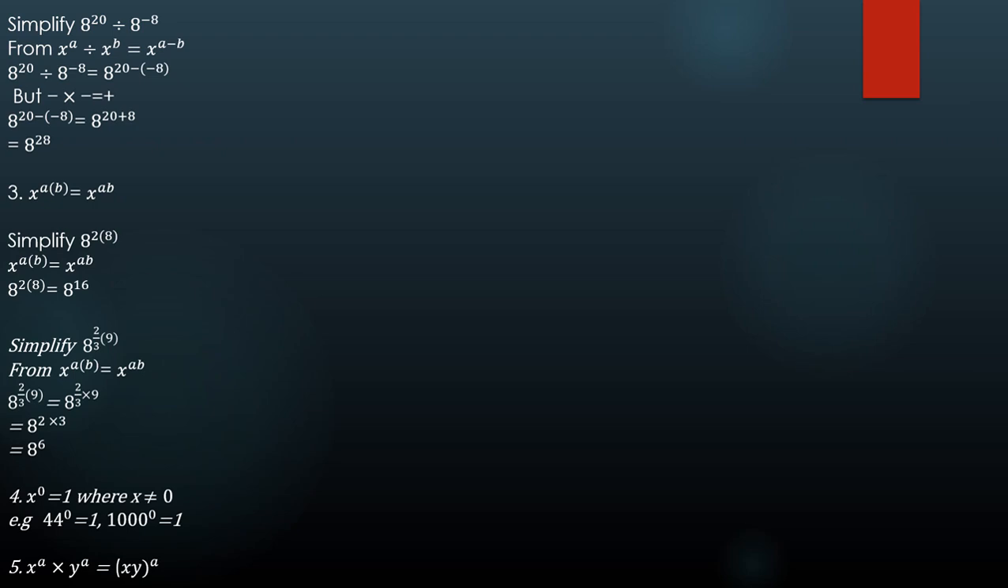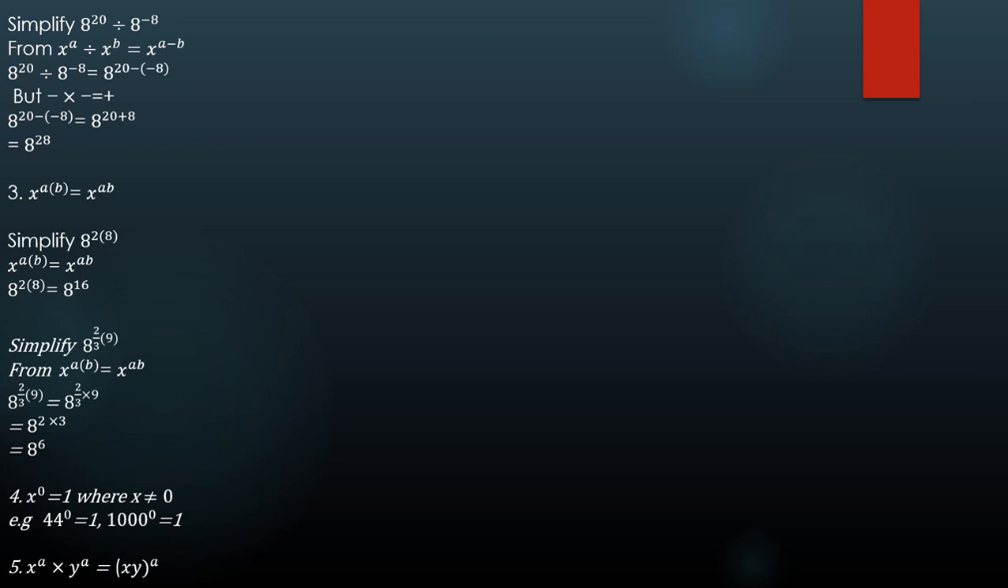So here in my fifth rule, it says x raised per a times y raised per a equals, open your bracket, xy, close your bracket, raised per a. In this situation, the difference between this and the first rule is the fact that here the powers are the same, not the base. Their bases are different, but the powers are the same. So when their powers are the same, you can easily multiply their bases and pick one of their powers, and then you are done.